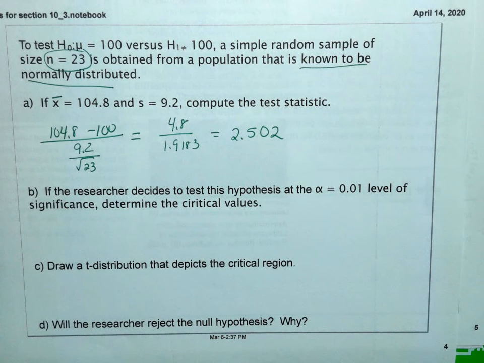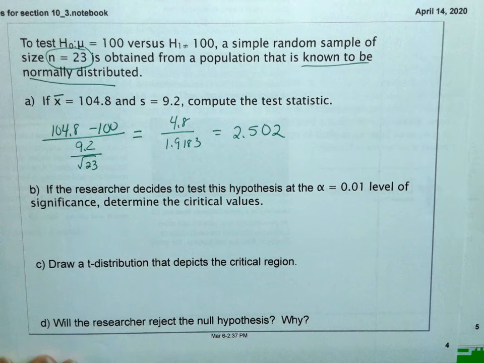2.502. Yes, no? Okay, I'm seeing some head shaking. All right. If the researcher decides to test the hypothesis that alpha is 0.01 level of significance, determine the critical values. Okay, now wait a minute.